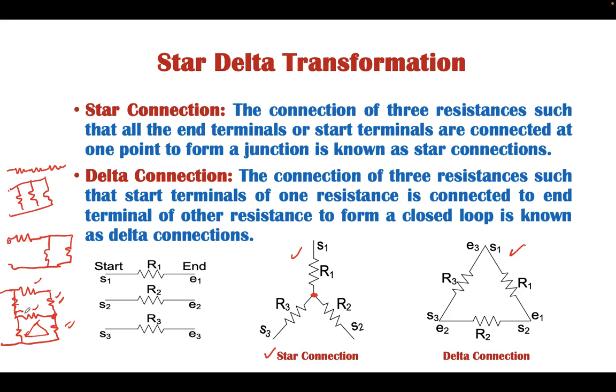Hence, in some networks, when neither series nor parallel combinations are possible, we can analyze the network using star delta transformation. Since it looks like a star, it is known as a star connection, and since it creates a symbolic representation as a delta, it is known as a delta connection.